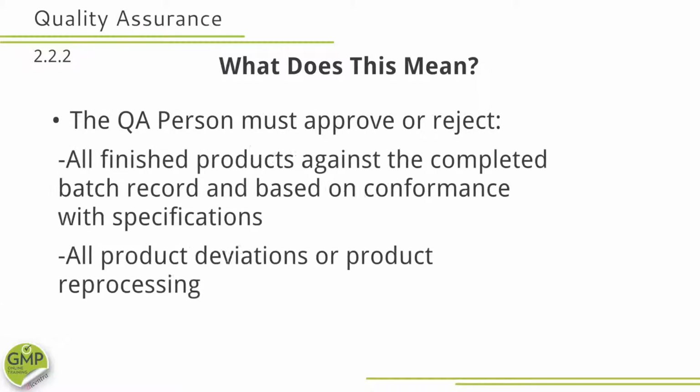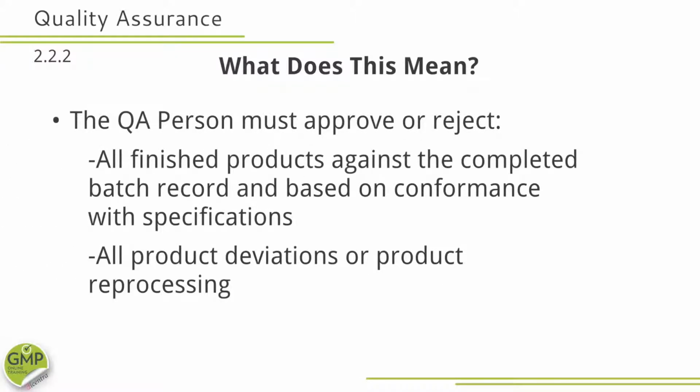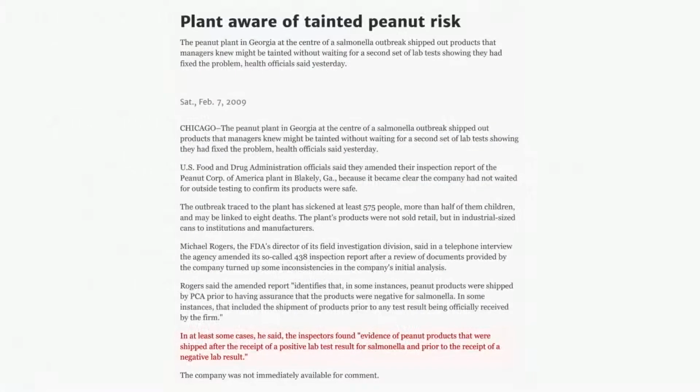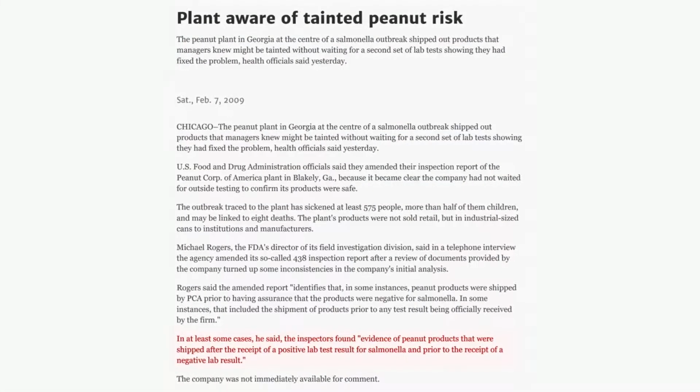properties. The QA person must also approve or reject all finished products against the completed batch record and based on conformance with specifications prior to release for sale. Just to emphasize the importance of this point, some of you may recall the Salmonella outbreak from a while back that resulted in the recall of several food and natural health products. Before you is a newspaper article that covered this incident.